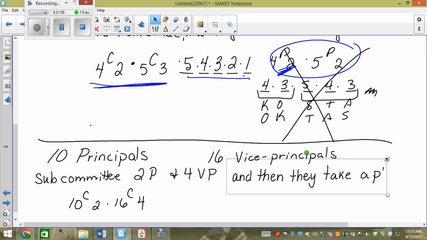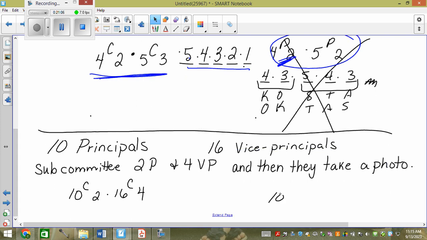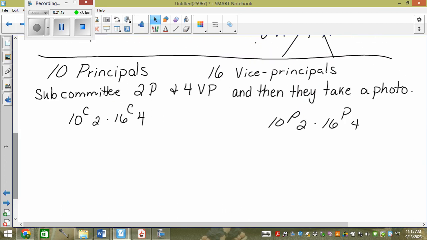So some people will say, oh, a photo, that's an arrangement. Cool, order matters. So then they give me the answer, 10P2 times 16P4. Does that work? No. That never arranges the principals with the vice principals. It never intermingles them. So I can't do that. So I still do have to do it this way. I have to get my principals from principals.